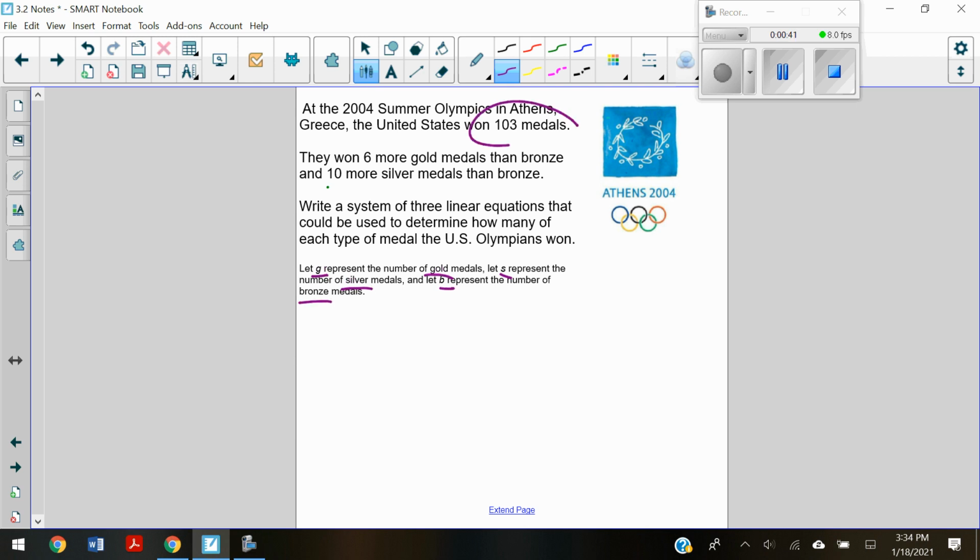So we won 103 total, so we could say the number of gold plus the number of silver plus the number of bronze is equal to 103. Says they won 6 more gold than bronze. So if I had 10 bronze, I won 16 gold. If I had 8 bronze, I won 14 gold. So gold is the number of bronze plus 6.